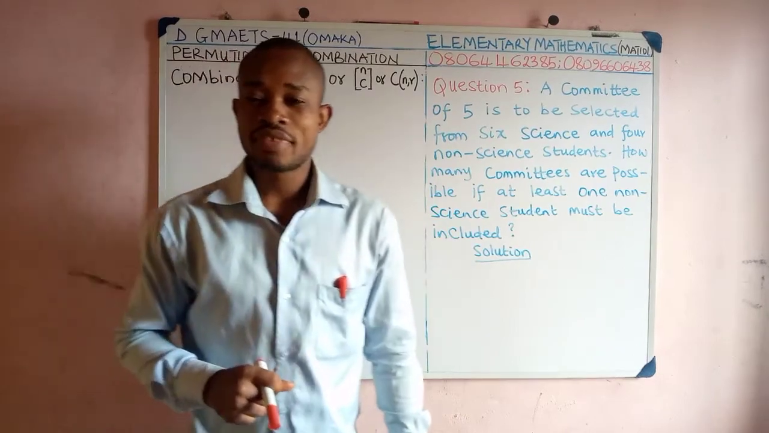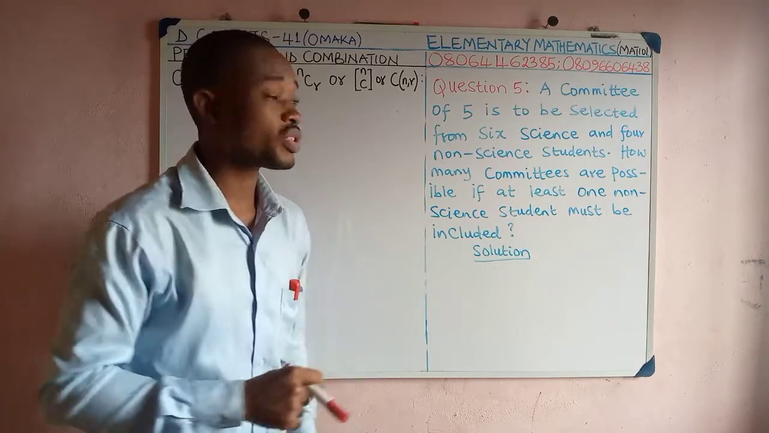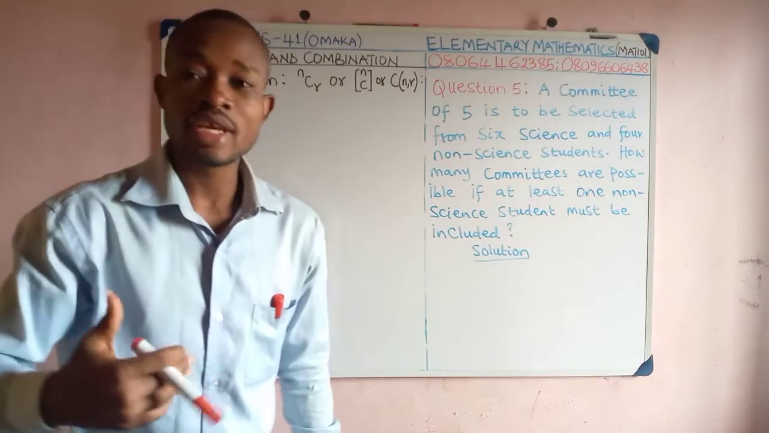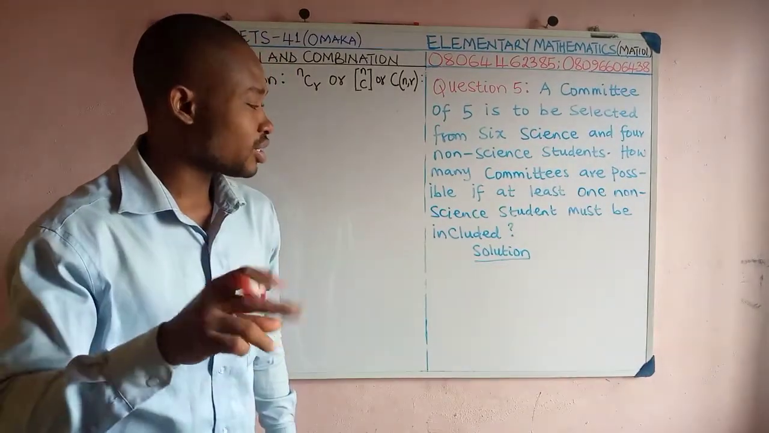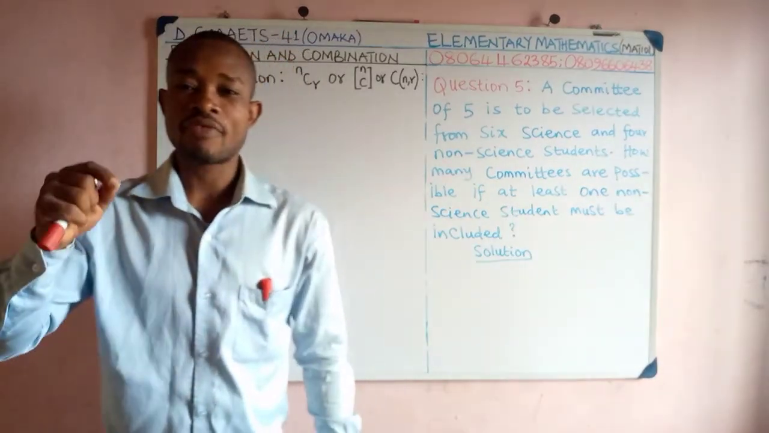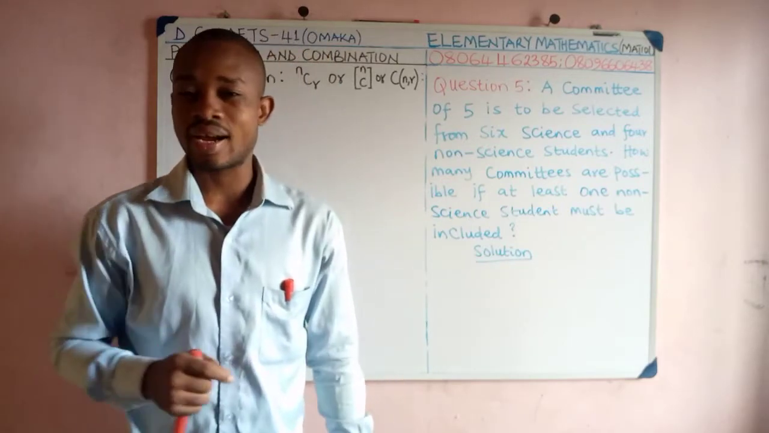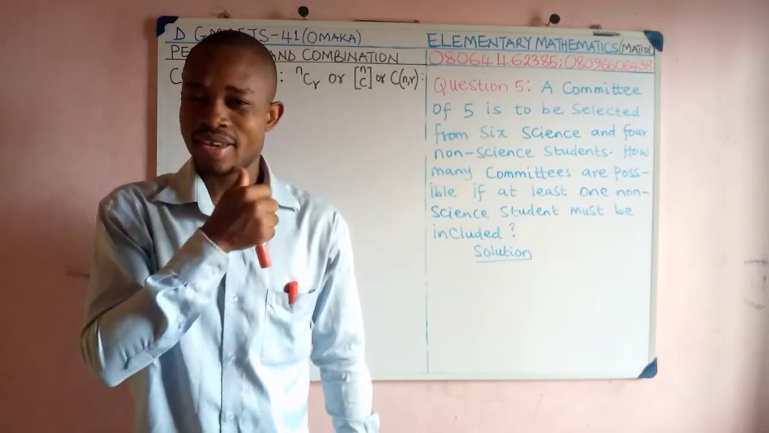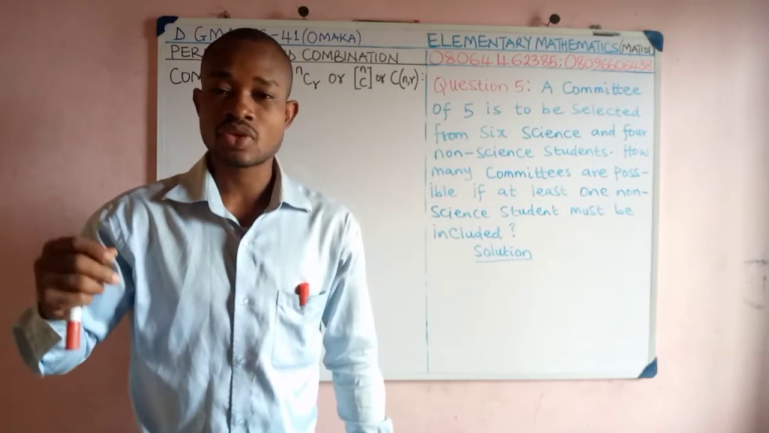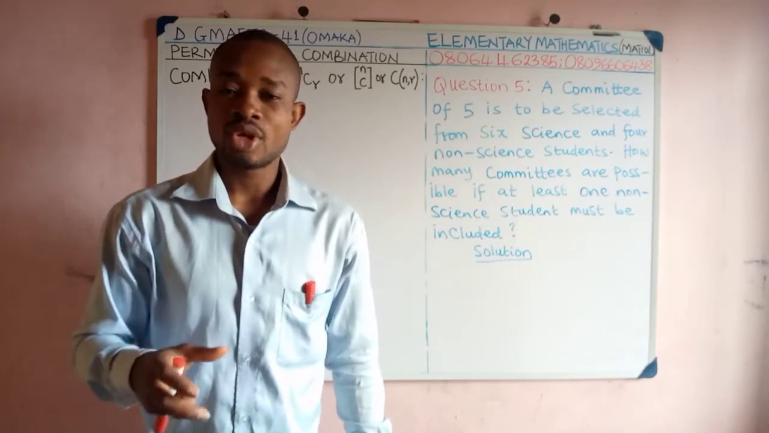Let's now consider this next question on the board. A committee of 5 is to be selected from 6 science and 4 non-science students. How many committees are possible if at least 1 non-science student must be included? This is a conditional combination problem, right? Because we have this number of students, 6 of them are science students, 4 are non-science students. We are to select 5 students.